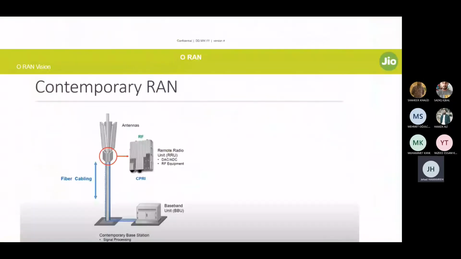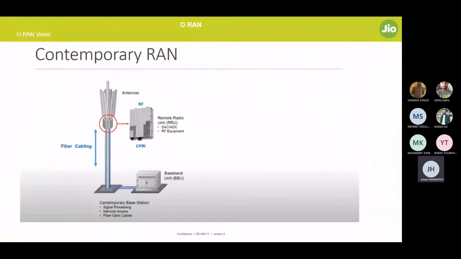artificial intelligence tools. The contemporary RAN, the RAN that's currently being deployed in most wireless systems in the world, is this RAN. You have the cellular site, which contains antennas. The antennas are connected via cables with the remote radio unit, which includes DAC and ADC, digital to analog converter and analog to digital converter, with some RF equipment. And you have some interfaces to connect it with the BB unit, which is the baseband unit. The interface here is called CPRI, and it's connected with the baseband unit via fiber cable.